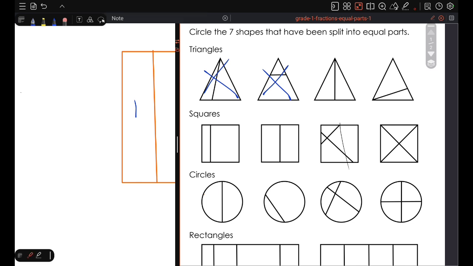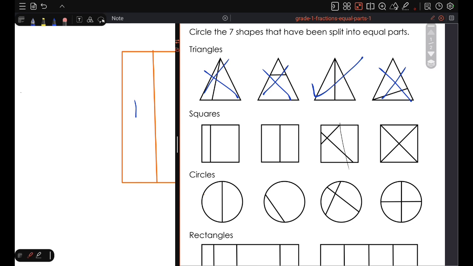If I look into the third one, I have 1, 2, and they are equal. So this is an equal part, so this is a fraction. The fourth one and the last one in this row, I have this part 1 and this part 2. So I have 2 parts. Are they equal? Are they the same? No, they are not the same. So I can say this one is not a fraction, because they are not equal parts.